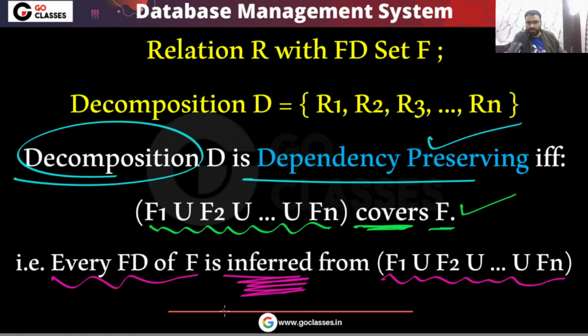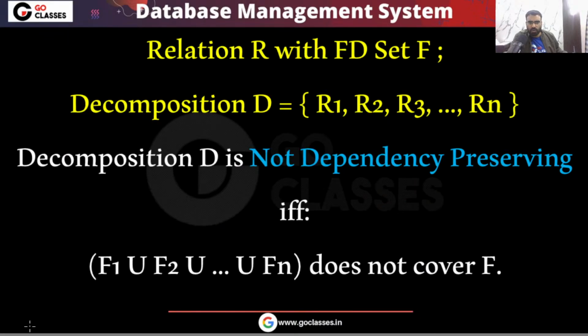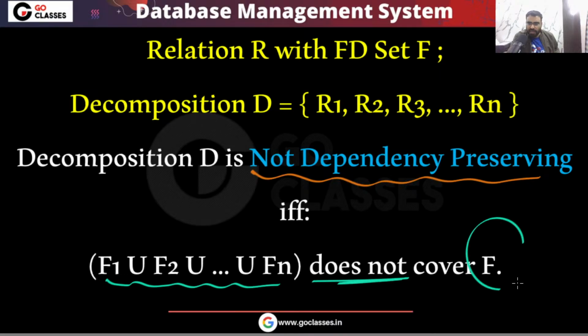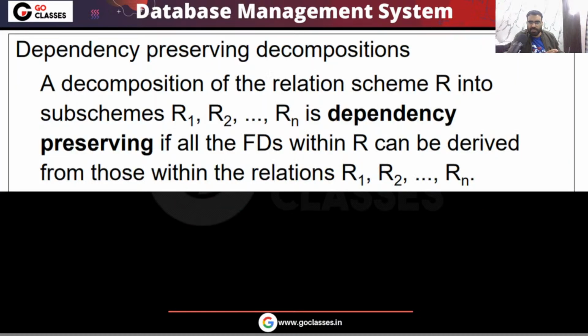Okay, let's move on now. And when can I say that decomposition is not dependency preserving? We can say the decomposition is not dependency preserving if and only if F1 union F2 union Fn does not cover F. It means there is at least one functional dependency of F which is not inferred from F1 union F2 union Fn. This is the complete definition, this is what we have seen.